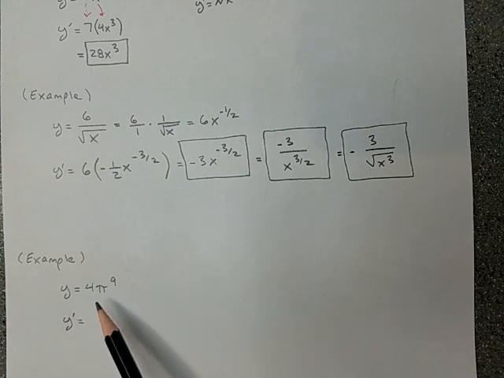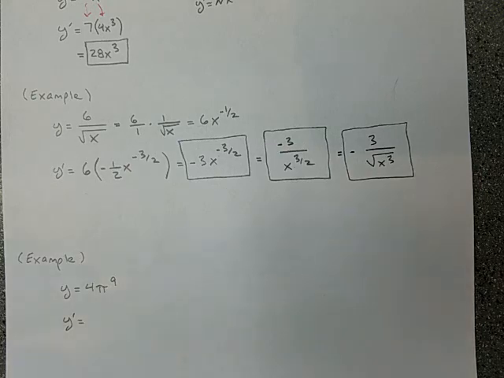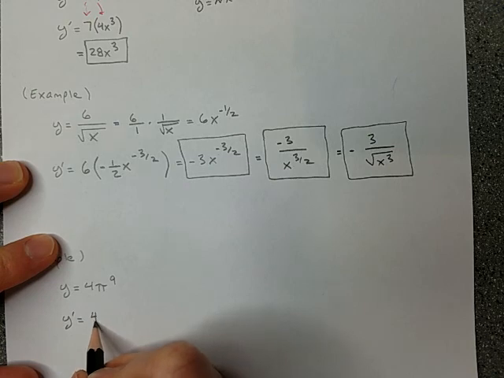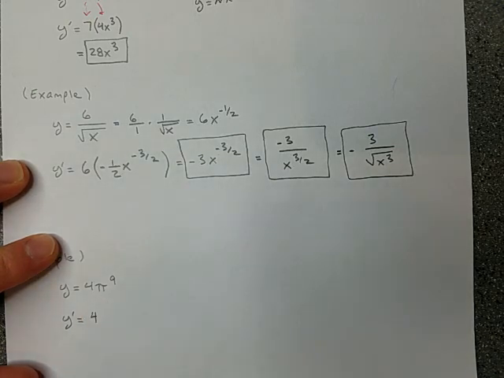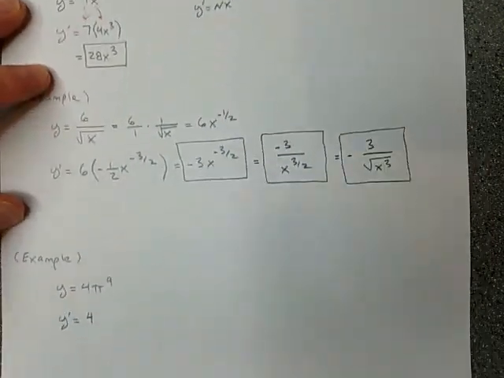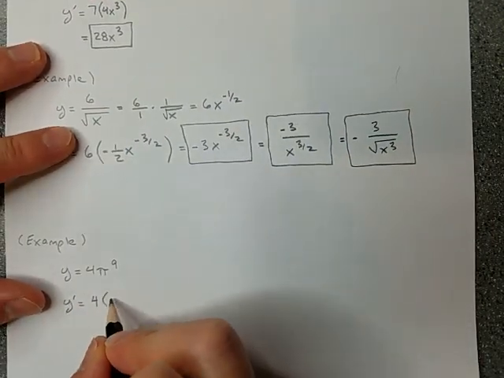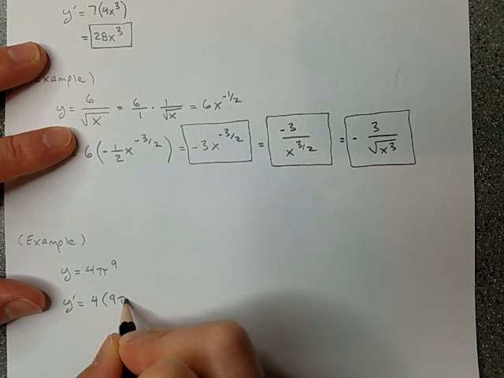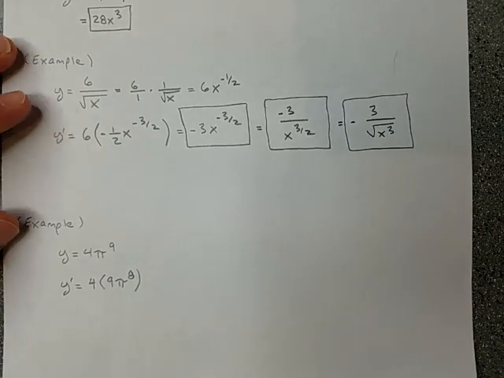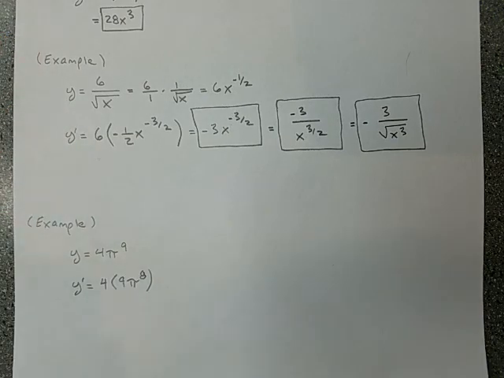So what's this say? 4 times pi to the 9th power. Okay, are you inclined to do the problem this way? You say, well, 4 is a constant. Pi to the 9th power, that kind of looks like x to the 4th power. And so are you inclined to do this? I'm just curious. Is that what you feel like you would do? Well, no, I hope not.